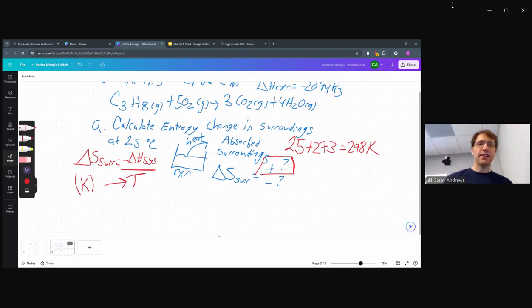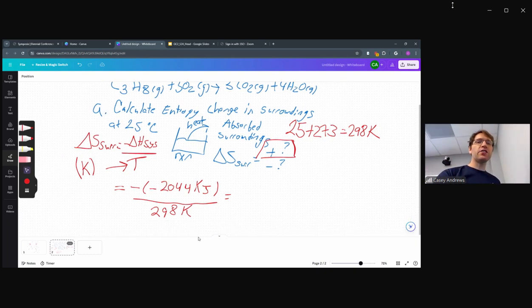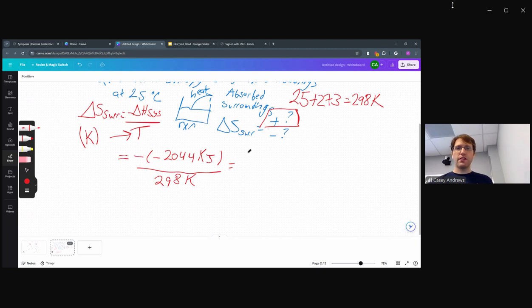And so now we can calculate this. Delta S surroundings equals negative 2044 kilojoules. That was my delta H reaction. That was given. Divided by the temperature we are currently at, 298 K. And so the change in entropy of my surroundings is 6.86 kilojoules per Kelvin. Yeah, entropy has a weird unit, as a unit of temperature in the denominator.